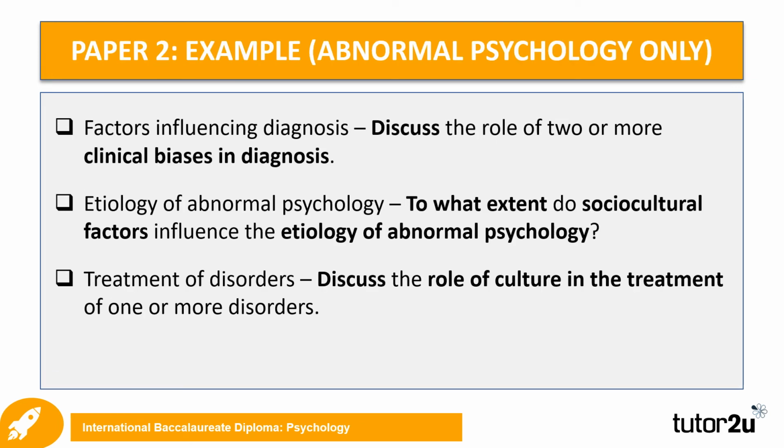Here are some example Paper 2 questions from the abnormal psychology option. Note that each is from a different topic in the abnormal psychology option. Discuss the role of 2 or more clinical biases in diagnosis. To what extent do sociocultural factors influence the etiology of abnormal psychology? Discuss the role of culture in the treatment of 1 or more disorders.